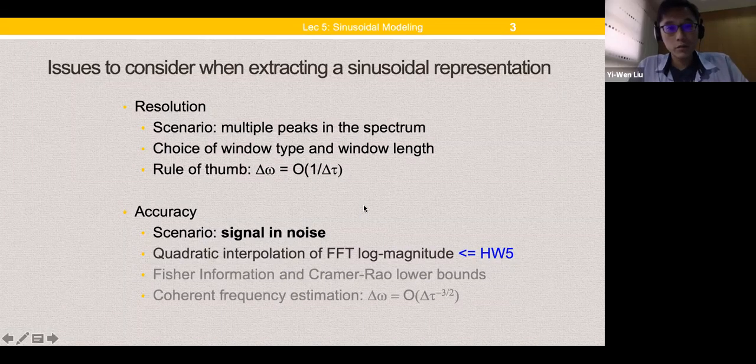So those are two different issues. Let me also mention right here that for frequency estimation, the theoretical performance bound is that the estimation error will be proportional to the length of the window to the 3.5 power. So that's the scenario.